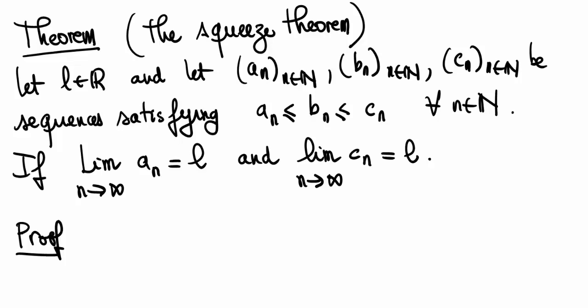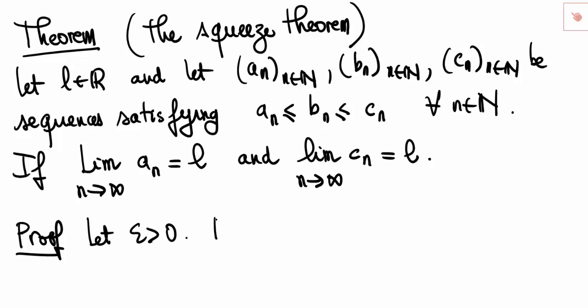So the idea of the proof is as follows. First let us assume that a_n and c_n are convergent to L, and let epsilon be a positive real number.